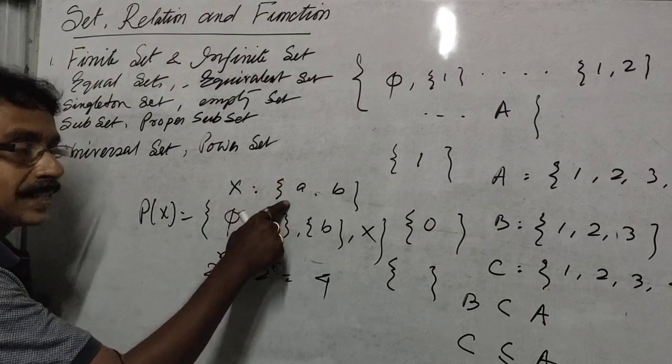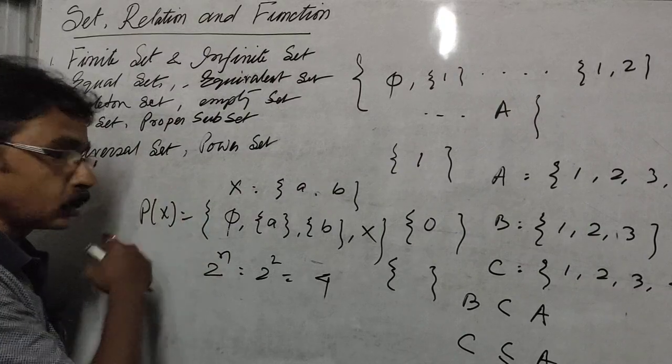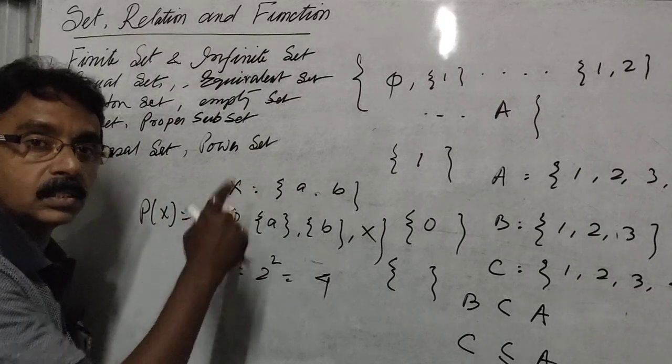Now suppose this set contains one more element, a, b, c. Then the number of elements in the power set should be 2 to the power 3, that means 8.